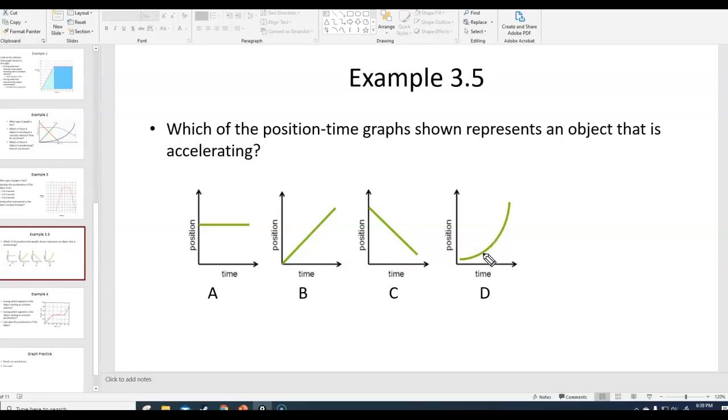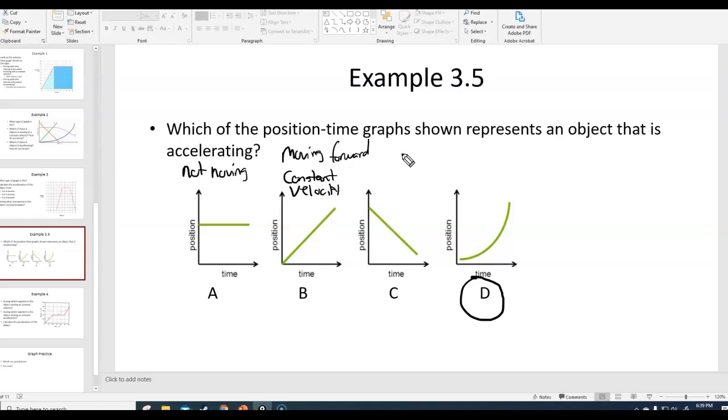Okay, so hopefully you answered this question correctly. The correct answer should be D. For A, this object is not moving because the position is constant. Or you can think like the slope of this graph is 0. This object has a positive slope, so it is moving forward, but it's moving forward at a constant velocity. And I know it's a constant velocity because the shape is linear.